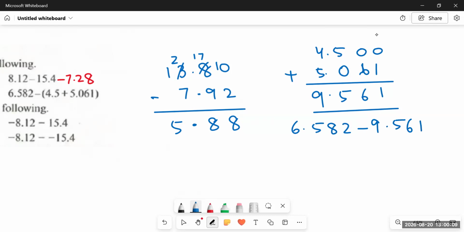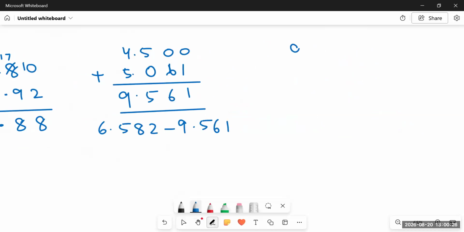So this time, what do we have to do? We have to take 9.561 before and 6.582 later, because 6.582 is smaller than 9.561. Okay, so how are we supposed to do that? The same way we have done the rest. It will be 9.561 minus 6.582. So start subtracting from here, borrow 1 from 6, it will become 5, this will become 11. 11 minus 2 is 9.